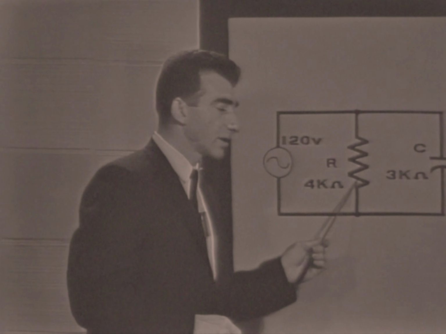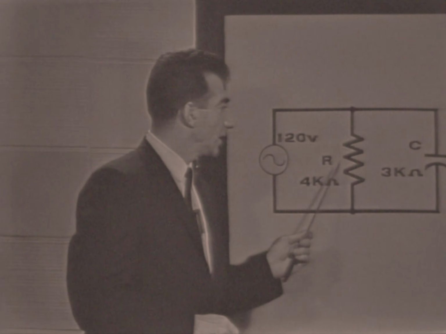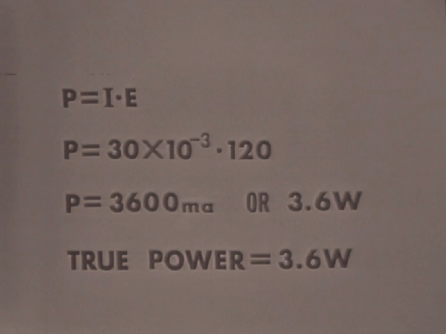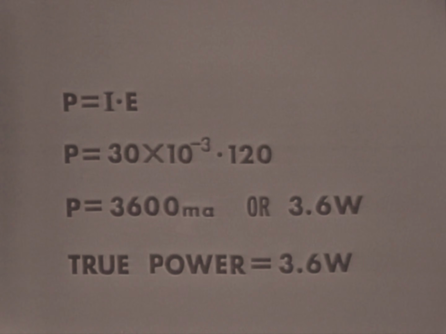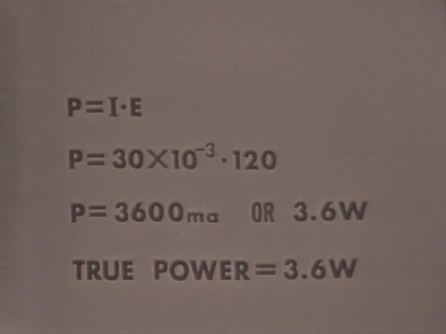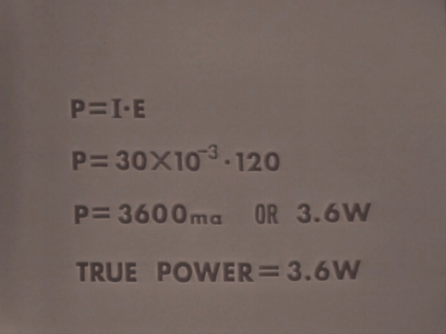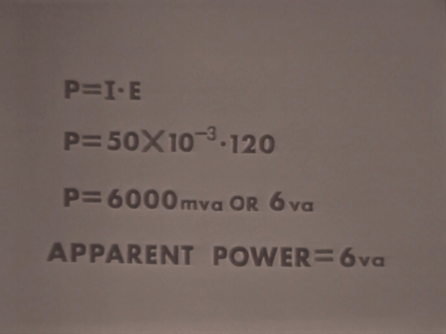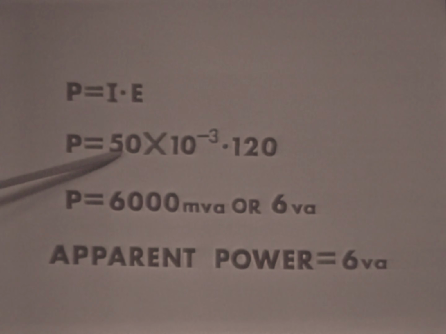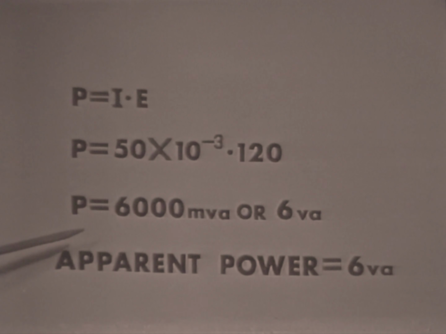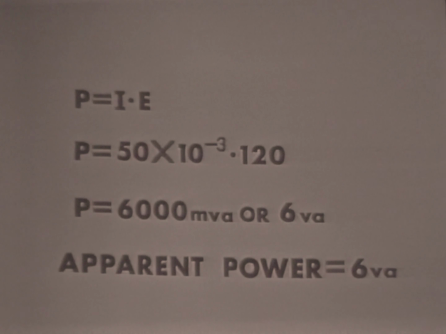Now, from our previous calculations, we have found that IR is equal to 30 milliamps. Thus, if we apply the power formula, P is equal to I times E, we find the power dissipated in the circuit is 3.6 watts. Now, this is true power, the power actually dissipated by the resistor. However, if we apply the power formula to the entire circuit, we find that since we must use total current, or 50 milliamps, and EA, of course, is 120 volts, then the circuit apparently uses 6 volt amperes.